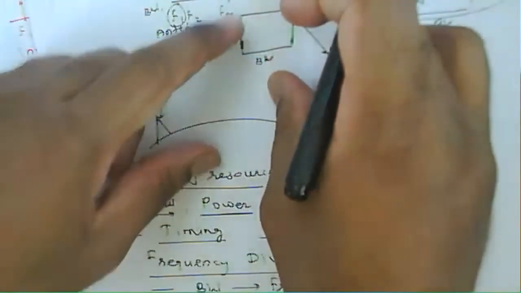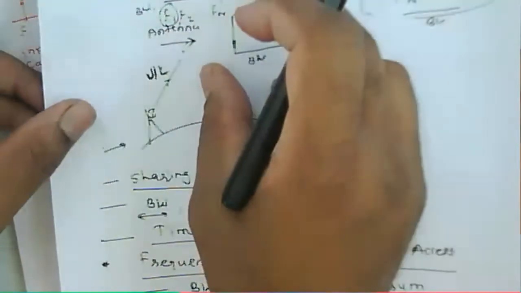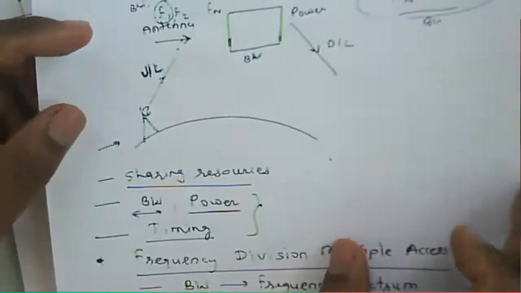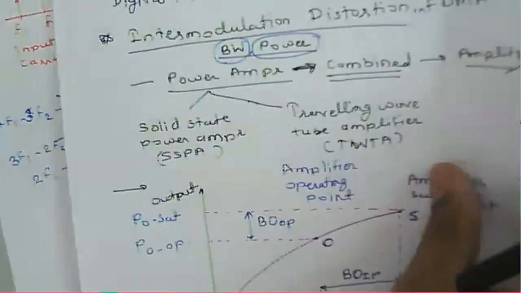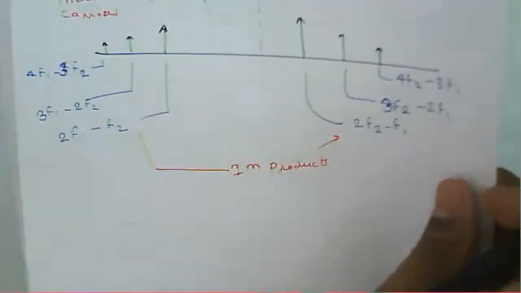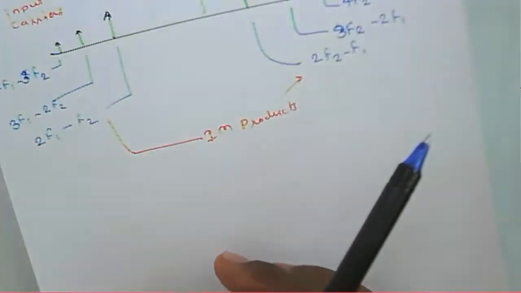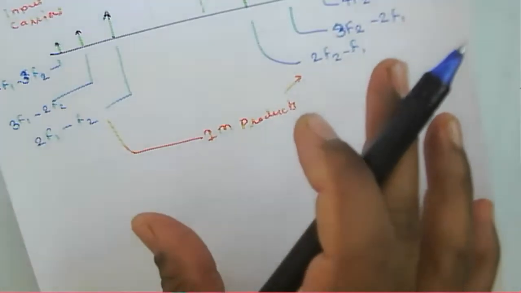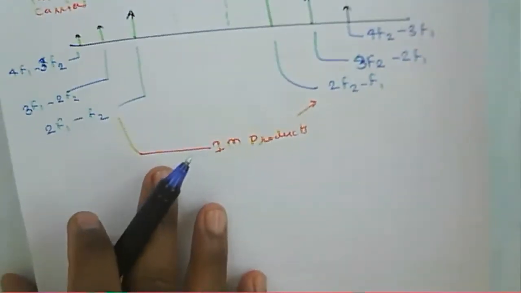Whichever satellite we say is to be operated, that satellite is to have a constant gain from the given input and output power. To avoid these intermodulation products, the amplifier is to be operated in the linear region.